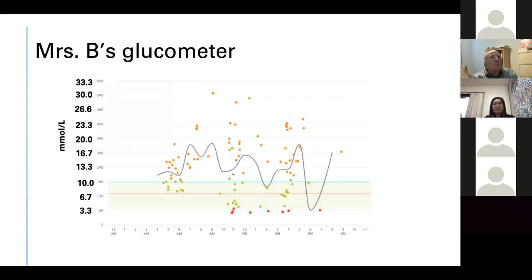And so this was her glucometer readings that she had, and very similar to Mrs. A, she had wide glucose excursions. She was having multiple episodes of hypoglycemia throughout the daytime. And clearly there is some other underlying issues related to her diabetes management. So I'll return at the end of the presentation to these cases on how we resolved how we approached their diabetes management.